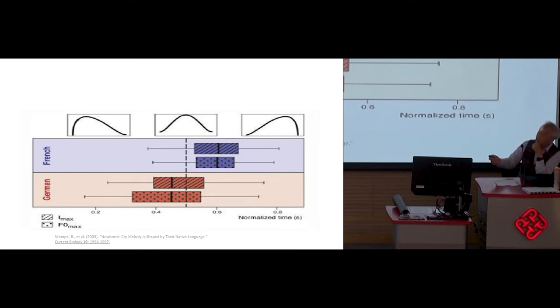So here's the French cry. If this is an idealized pitch pattern, a French baby cries like this, as opposed to a German baby who cries like this. Not every time, not every baby, but statistically significant. So this is, in effect, one of the first efforts at speech: hearing this type of prosody, the baby imitates the prosody.